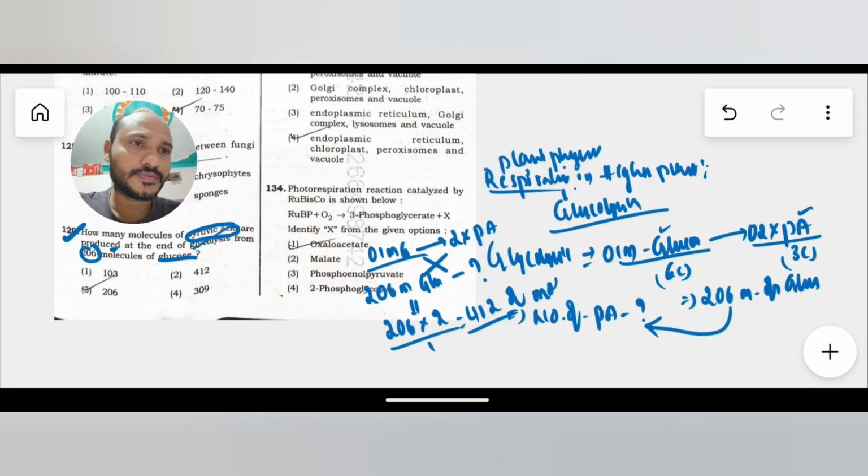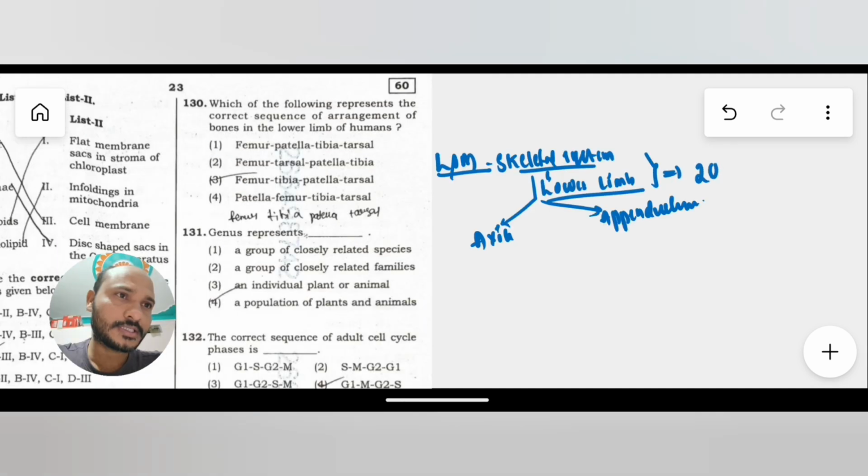So 412 molecules of pyruvic acid are produced from 206 molecules of glucose. So the answer is 412. So the right answer is 412. Okay, so that's it. So 206 bones, 206 bones here.